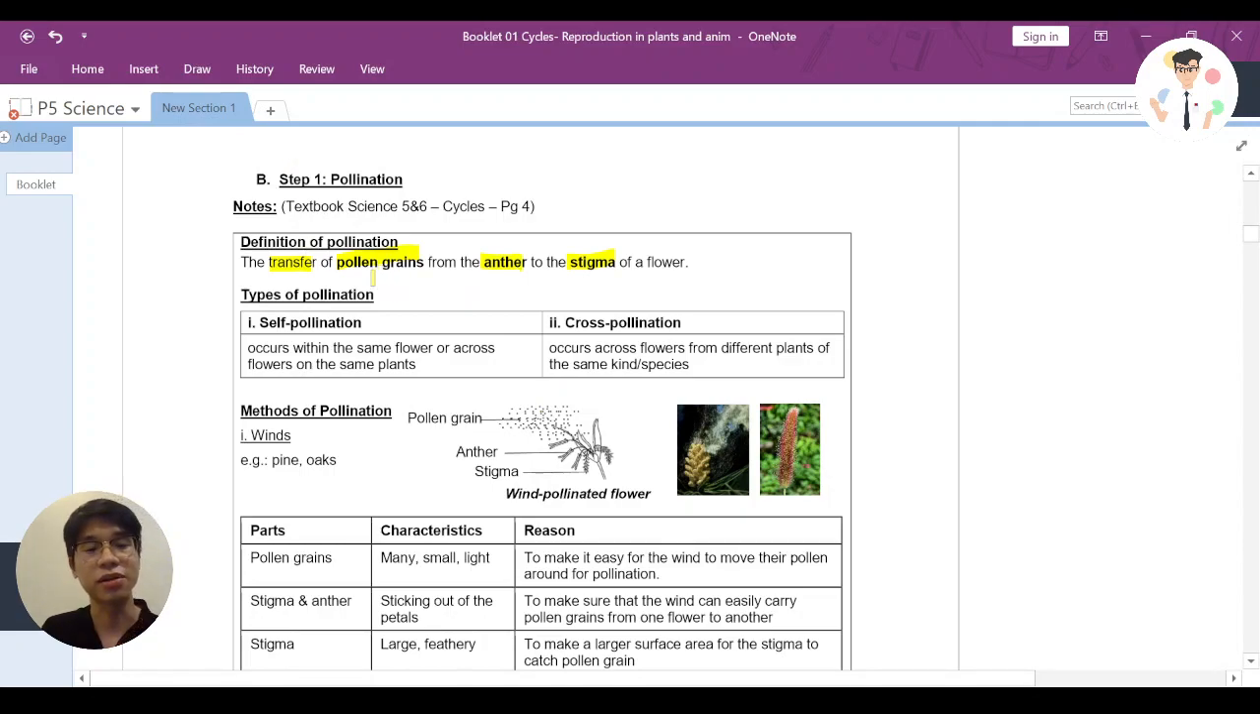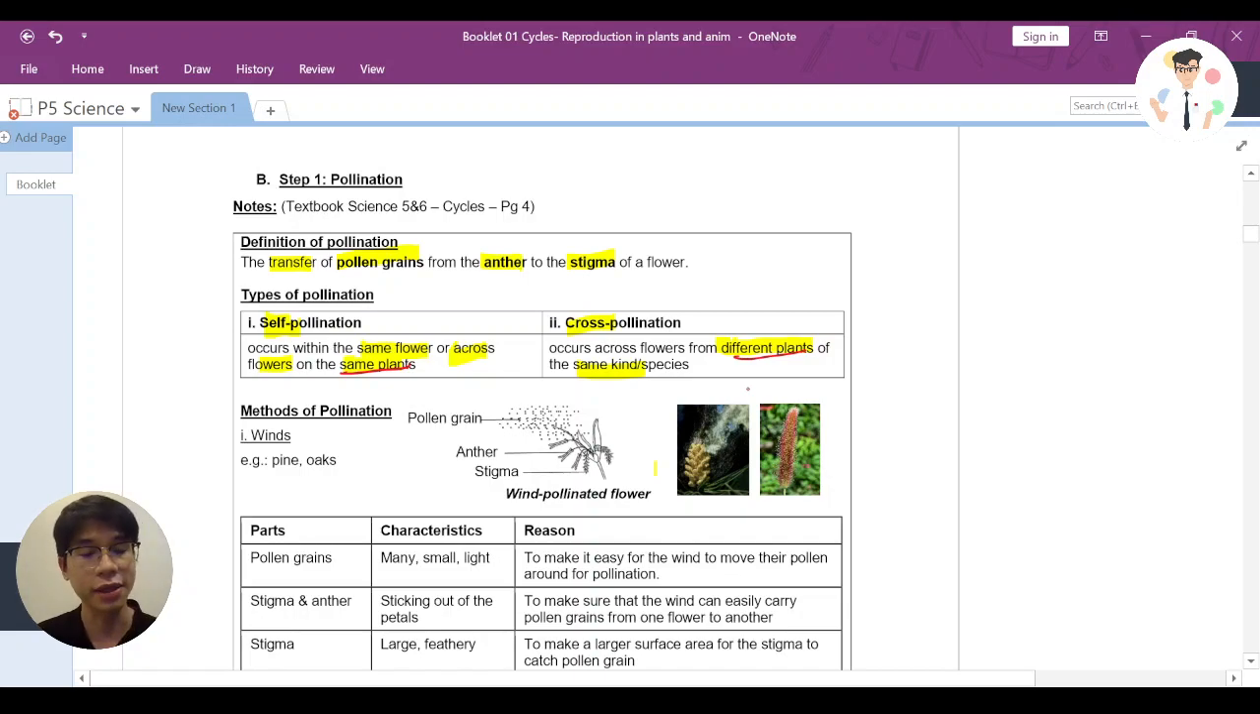And this pollination can occur in two different types, which are self-pollination and cross-pollination. It's actually kind of simple. Self-pollination occurs within the same flower or across different flowers on the same plant. As long as it's the same plant, different flowers or within the same flower is okay. But cross-pollination occurs across flowers from different plants of the same species. Again, the keyword here is the same plant, and this is different plants.